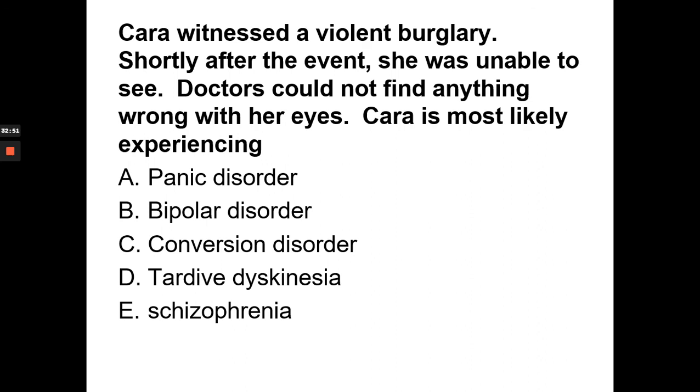Kara witnessed a violent burglary. Shortly after the event, she was unable to see. Doctors could not find anything wrong with her eyes. Kara is most likely experiencing what? The answer is conversion disorder. So imagine a soldier seeing something so traumatic that his eyes stop working to protect him, really.